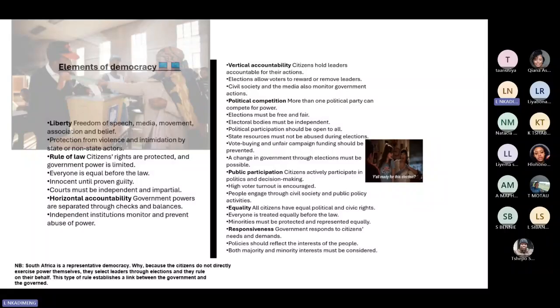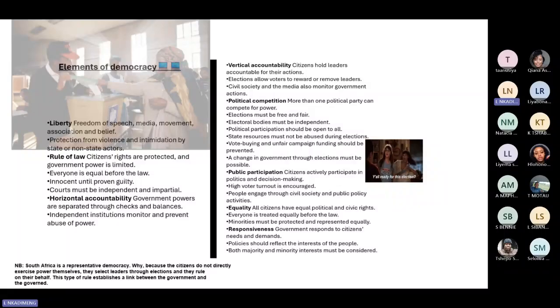So that's why in bullet number 2 for public participation, a higher vote turnout is encouraged. In South Africa, we see a low voter turnout. So that is something we need to discuss, everyone. People engage through civil society and public policy service. If in your village or urban area there is a community meeting, we should go there and share our views, because they said we are the future of this country, so we have to share the things that we need. This is what public participation says.